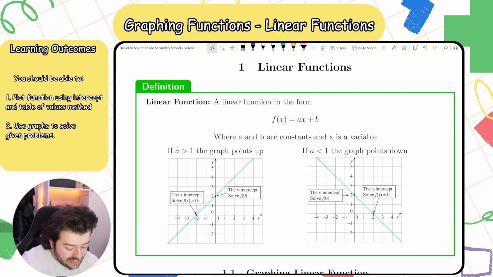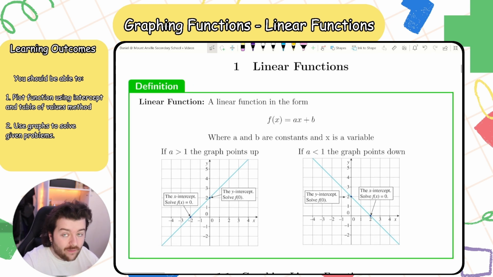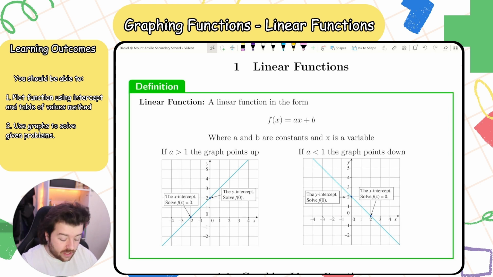So in this video, we are going to be looking at linear functions and how to plot a linear function, and we're going to look at some exam questions that involve solving problems using a linear function. So what is a linear function? Well, we've come across this before. This is just the line, right? This is just the line that we have already studied in coordinate geometry.